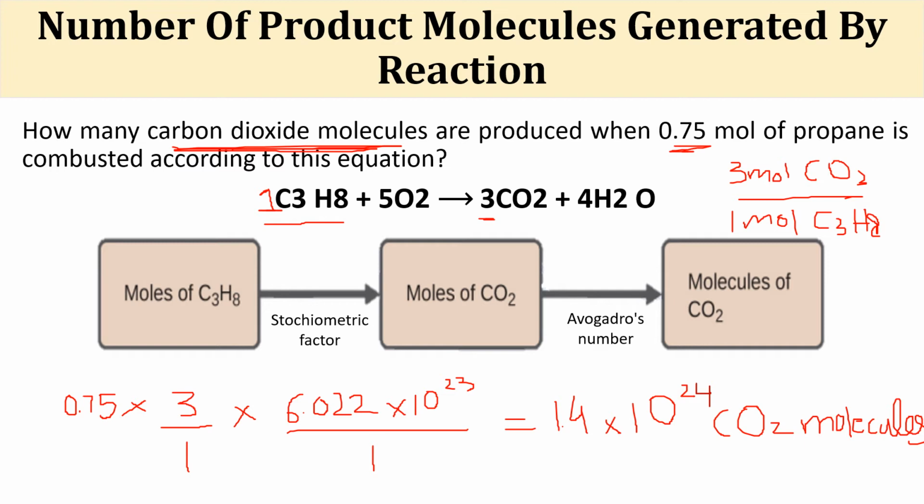Right, so we're going to times 0.75 moles of propane, C3H8, as given in the question, by the stoichiometric factor of 3 moles of carbon dioxide over 1 mole of C3H8 propane. Then we times it by Avogadro's number, which is a constant value, 6.022 times 10 to the power 23, which will give you 1.4 times 10 to the power 24 carbon dioxide molecules.